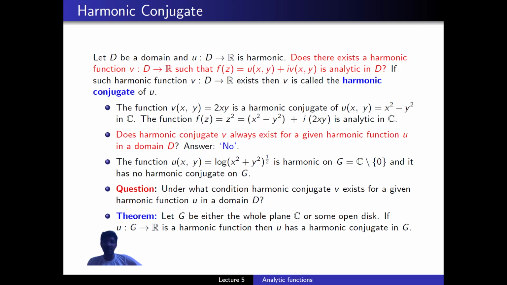Now the question arises, under what condition does a harmonic conjugate v exist for a given harmonic function u in a domain D? The theorem is here. Let G be either the whole complex plane C or some open disk, that means some open connected subset. If u from G to R is a harmonic function, then u has a harmonic conjugate in G.